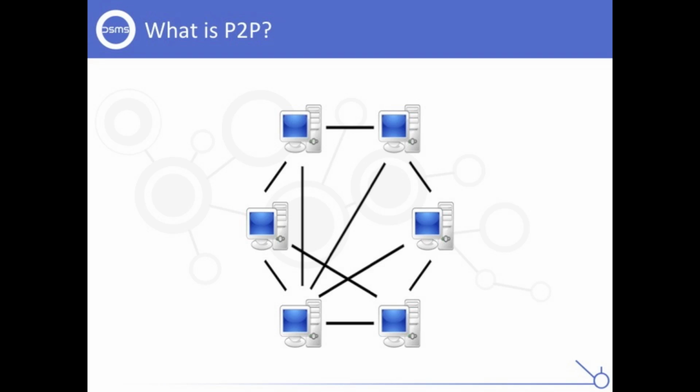Now, here we can see a graphic of what a peer-to-peer network looks like. As you can see, it looks like a non-directed and cyclical graph. Every computer can share information with each other, and there is no center between them.